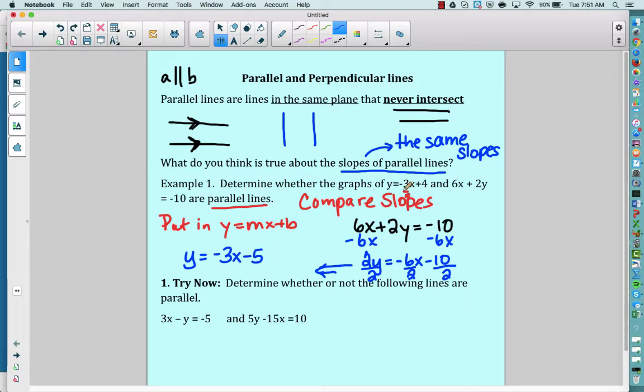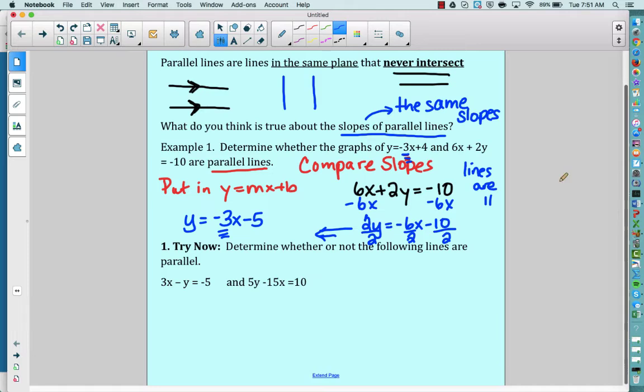All right, so let me compare the slopes. I have a negative 3 in this one, and I have a negative 3 in this one. The slopes are the same, so the lines are parallel. So I would write lines are parallel. Okay? All right, now I want you to try. Press pause on the computer. You try with the next two lines, and then turn it back on and see if you are correct.